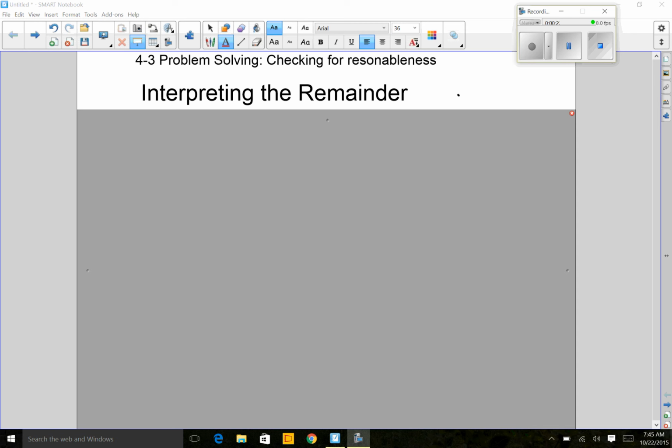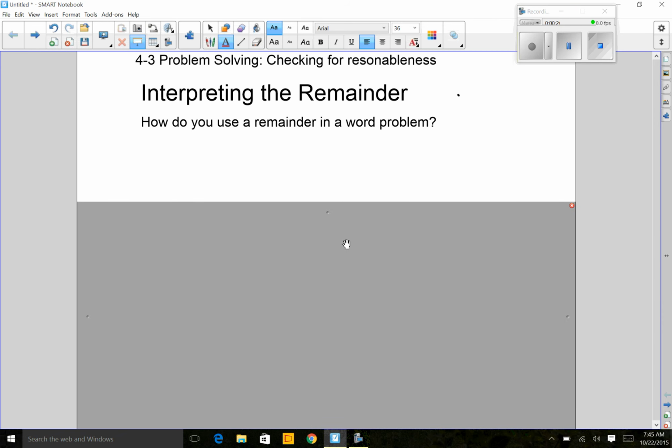And there are 3 different things you can do with the remainder, how to use the remainder in a word problem. And you have to be able to do this before you can do the lesson. So think of this video as one long background lesson, making sure that we understand there are 3 possible ways to interpret a remainder when you have a division problem and a word problem. And you can't really start checking for reasonableness unless you know what you're doing with the remainder.